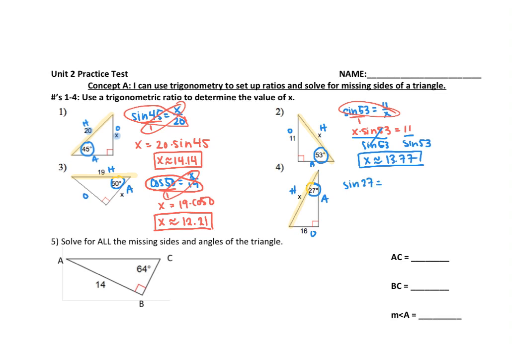So sine 27 equals 16 over x, opposite over hypotenuse. And cross multiply. So x times sine 27 equals 16 times 1, which is 16, divided by sine 27. So now that we have x by itself, we'd put in 16 divided by sine 27 in our calculator, and you get 35.24.